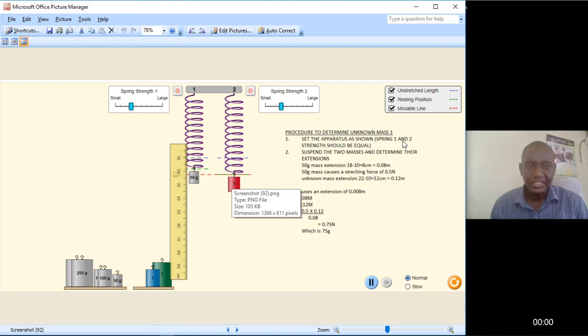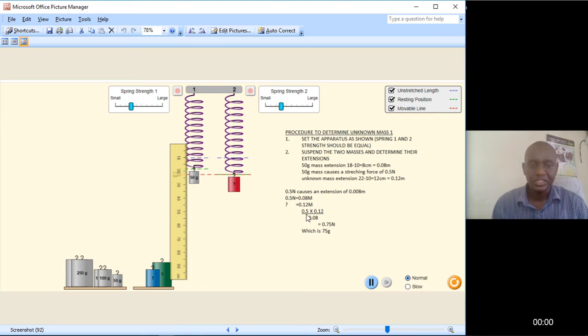We set the apparatus as we have seen. We have suspended, and the 50-gram mass gave us an extension of 0.08, and the unknown mass gave us an extension of 0.12. So 50 grams gives a stretching force of 0.5 Newton. Then you can equate: 0.5 Newton gives 0.08 meters, so 0.12 meters gives what stretching force?